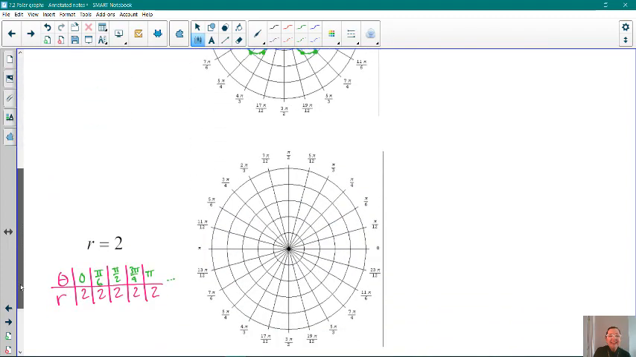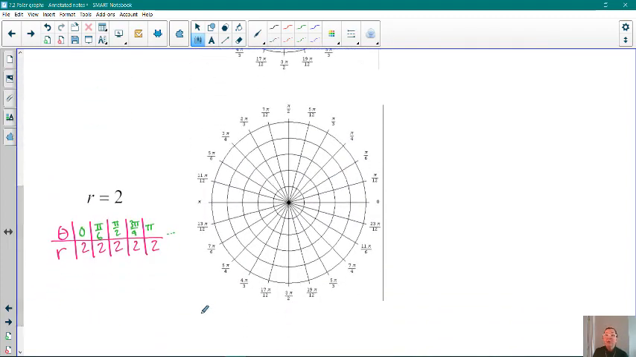The next one we're going to look at is r equals 2. We saw theta equals some number in another video, so let's talk about what happens when r is equal to just some number. Well, so I've just listed out a lot of 2's here. Since theta isn't mentioned, it means theta can be anything. So I've listed a variety of thetas. You could just pick any ones you want to.